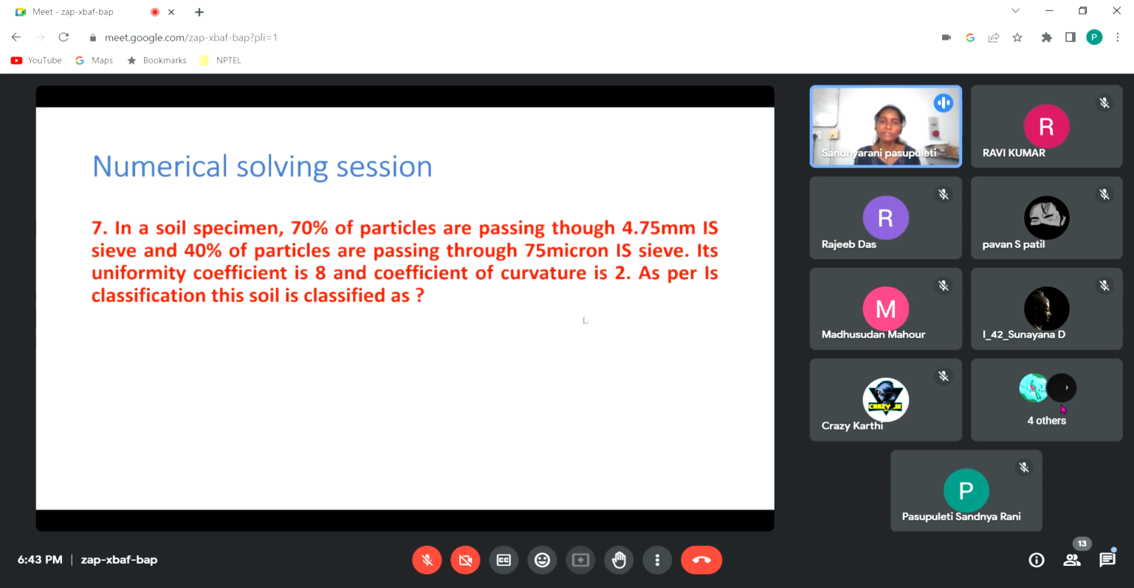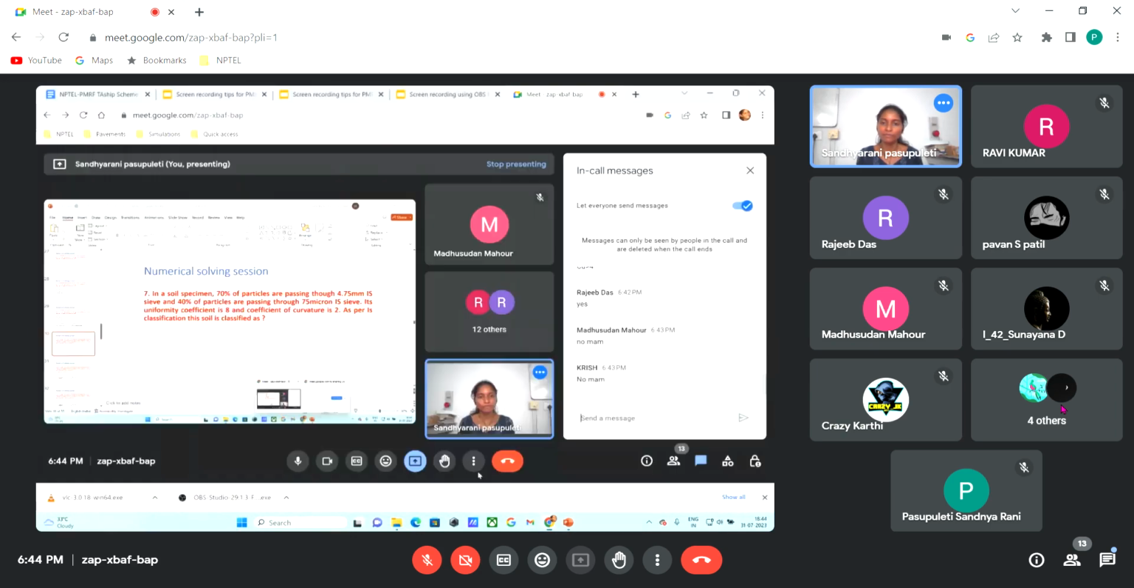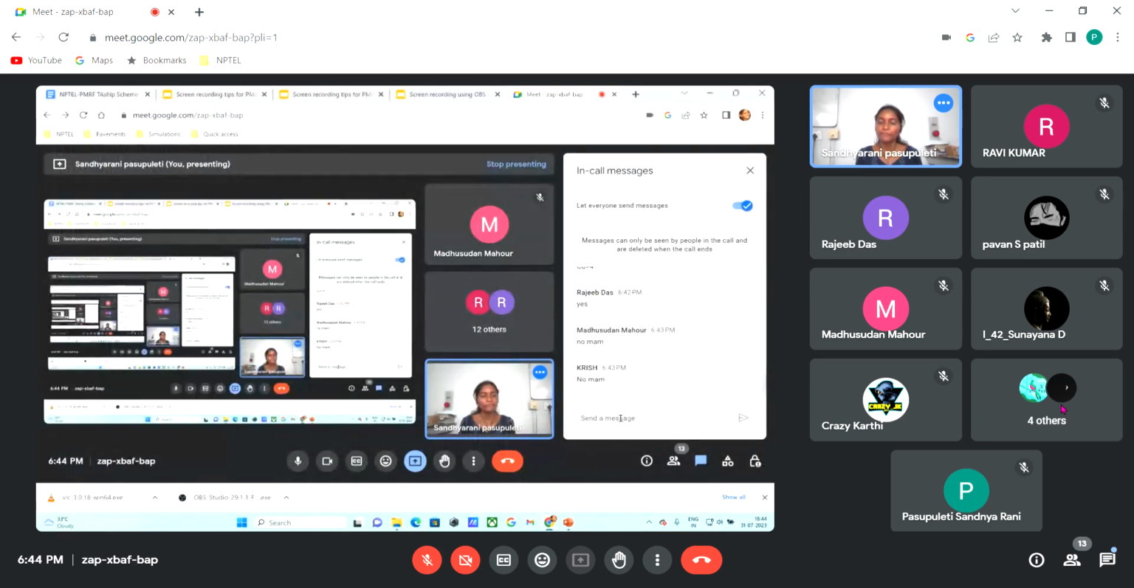70% of particles are passing through 4.75. 40% are passing through 75 micron. And its uniformity coefficient is 8, Cu is 8, Cc is 2. So, as per IS classification, this soil is classified as. So, initially, if we want to classify the soil, now what do we need to calculate? Now you have Cu and you have Cc also. How do we proceed with this problem?